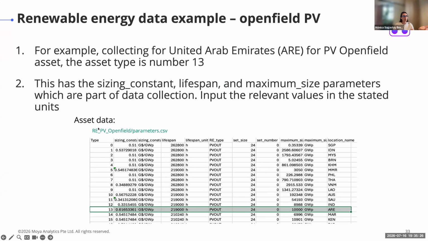So this is for a renewable PV. We have that type of the asset, and we have all of the parameters related to each of them, each country in each of the rows. So in this example, I've highlighted this for the United Arab Emirates. And if we want to collect or update data for this, then we have to go and find data for this country or a proxy.